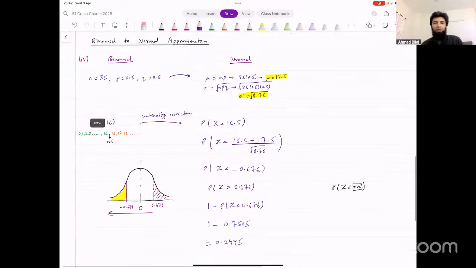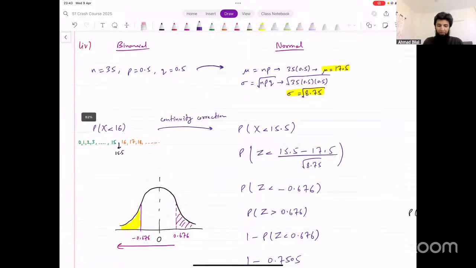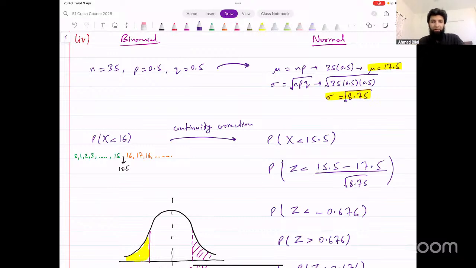That's binomial to normal approximation. Now, we will discuss a bit more detail of this, but that's the overall idea. We had a binomial distribution, and it turned out it required too many calculations. So we converted that to normal distribution. How did we do that? We found the mean, mu equals np. Use mu equals np to find the mean. Sigma equals square root of npq to find the standard deviation. So you'll have the standard deviation and the mean.